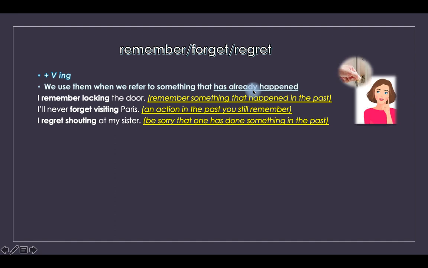I remember locking the door. I remember something that happened in the past. Kapıyı kapattığımı hatırlıyorum, right? I'll never forget visiting Paris. Again, something that happened in the past and you still remember it. I regret shouting at my sister. I'm very sorry that I did that, that I shouted at my sister in the past.